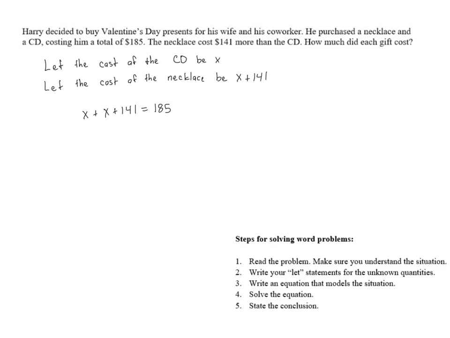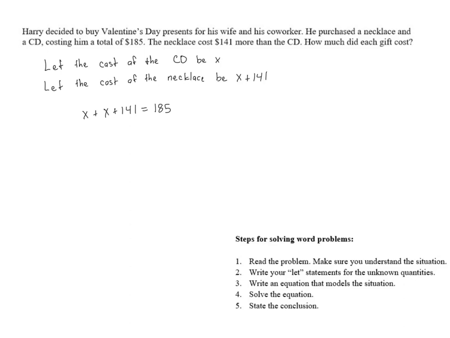Sometimes students get a little confused at this point if it's their first time solving word problems. Sometimes students ask, why are there two X's? Well, the first X came from the cost of the CD, and then the cost of the necklace was X plus 141, so that second X comes from the cost of the necklace, and when we add them together, we end up getting 185 in total, which is why we set that sum equal to 185.